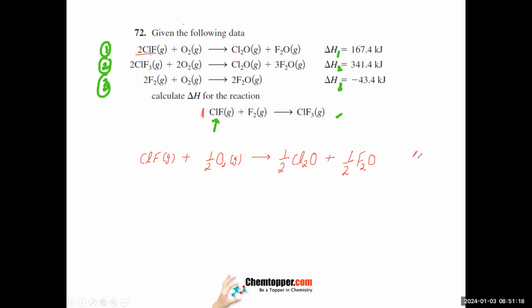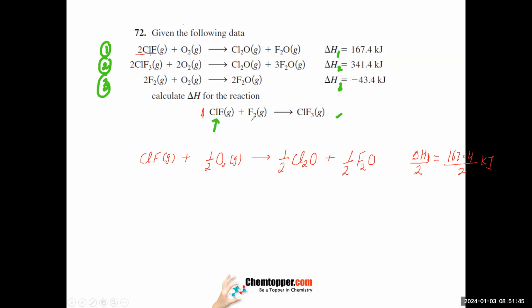And what is delta H1, children? Is also divided by 2, correct? So it will be 167.4 divided by 2 kilojoules. So whatever change you are doing on the equation, you are multiplying, dividing, flipping, the same operation you have to do on the delta H.